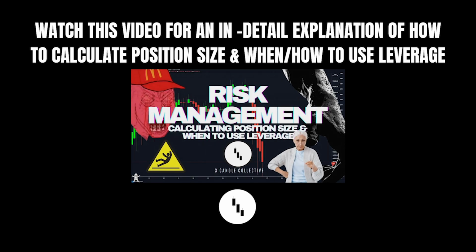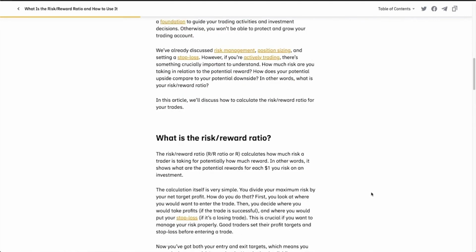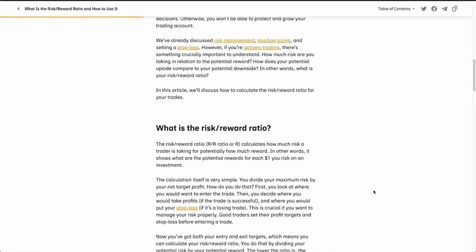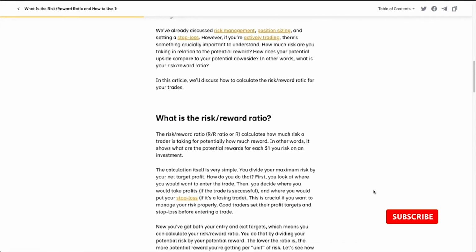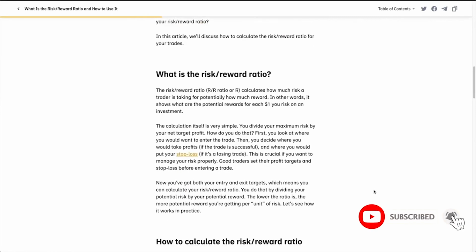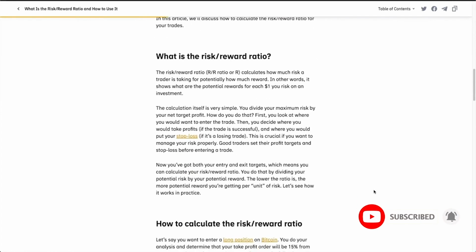The risk-reward ratio calculates how much risk a trader is willing to take for potentially how much reward. In other words, it shows what the potential rewards are for each $1 you risk on an investment. The calculation itself is really simple. You divide your maximum risk by your net target profit. Now, how do you do that?